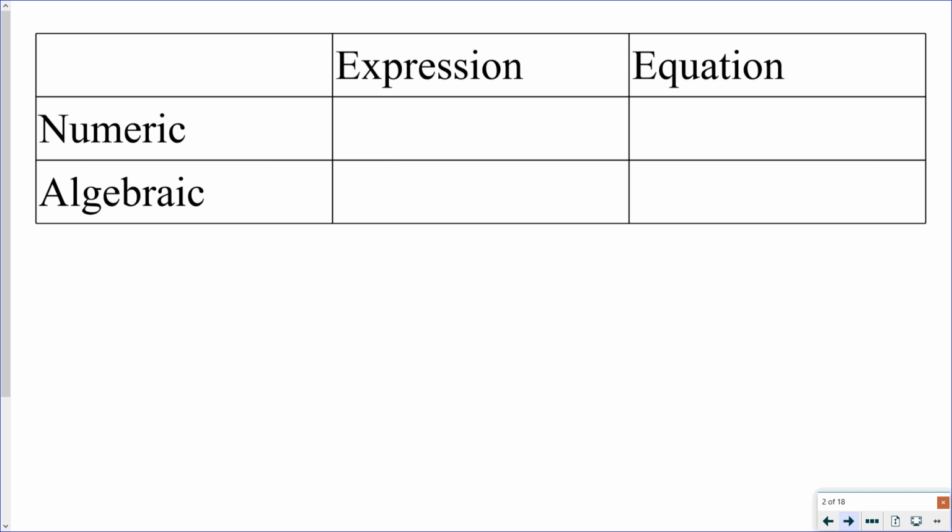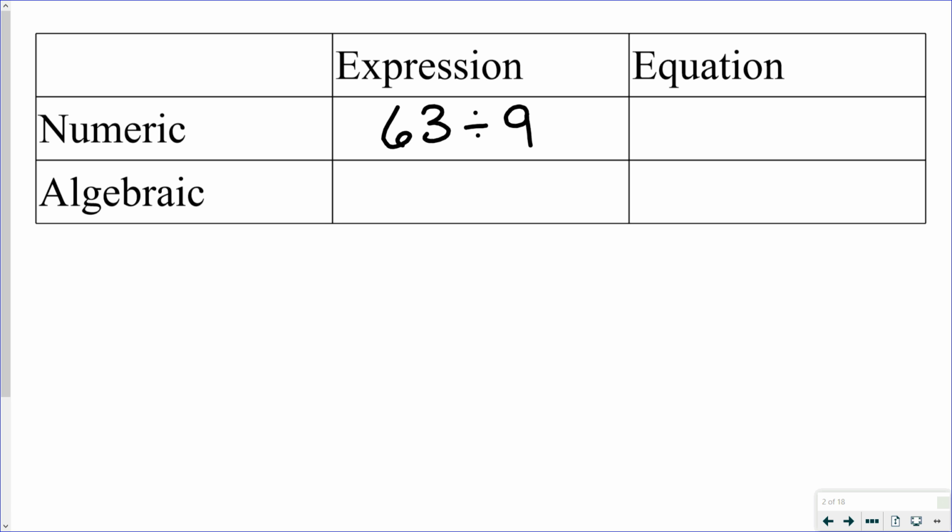So before we start with today's lesson, it will be important to know the difference between an expression and an equation, as well as what's the difference between when it's numeric and when it's algebraic. So if it's numeric, it uses numbers. There won't be any variables, there'll just be certain numbers. So an example of a numeric expression would be 63 divided by 9, 8 times 6, 11 minus 5, 8 plus 4. Those would all be examples of numeric expressions.